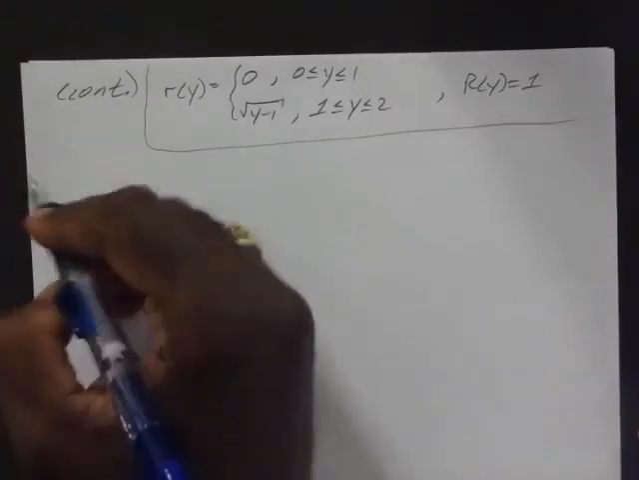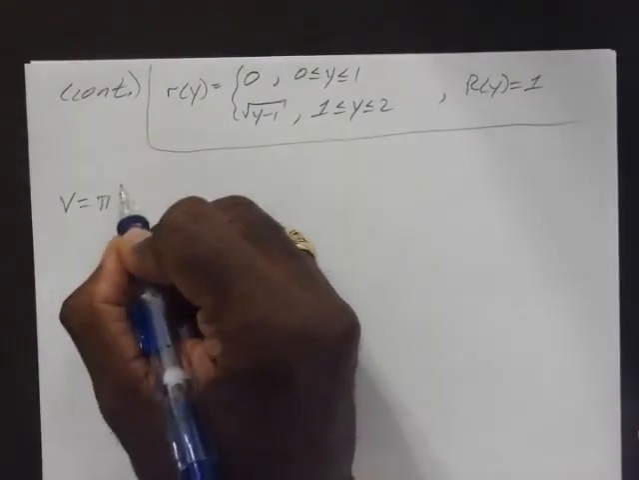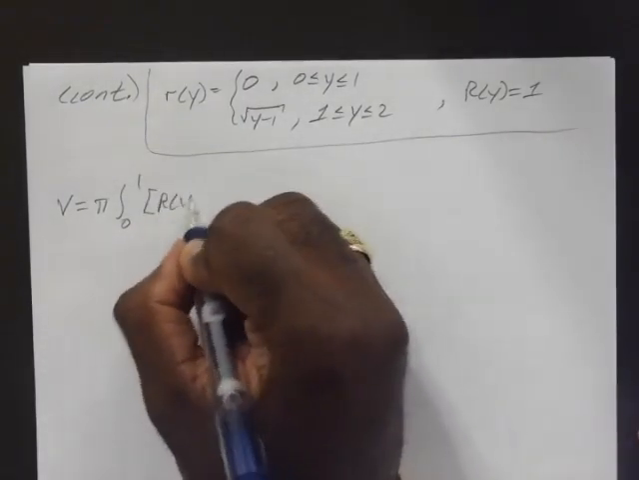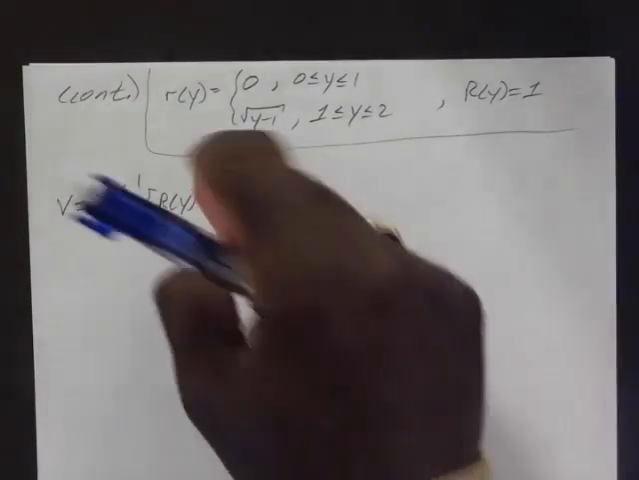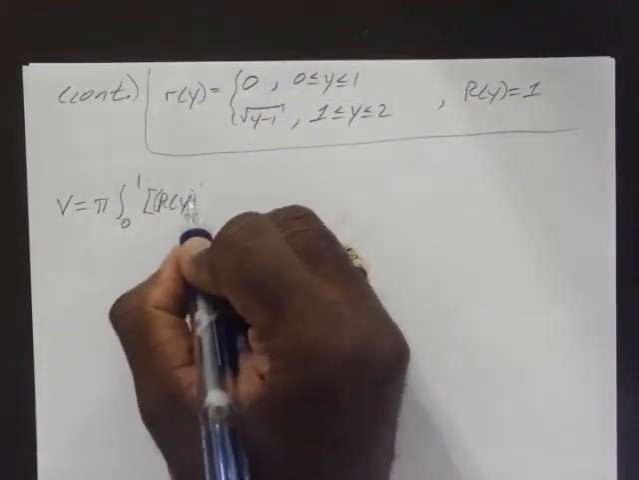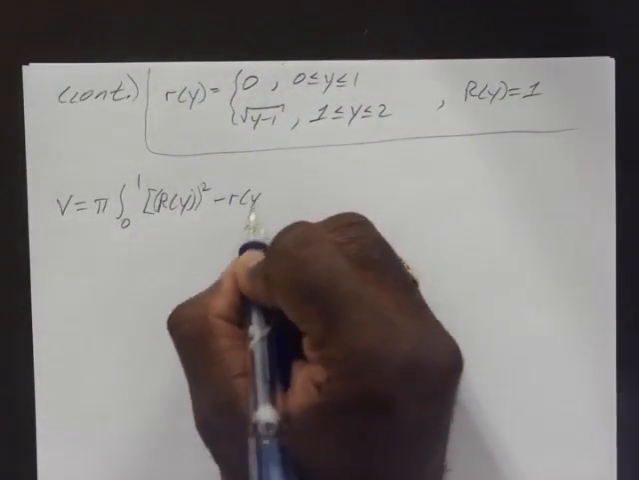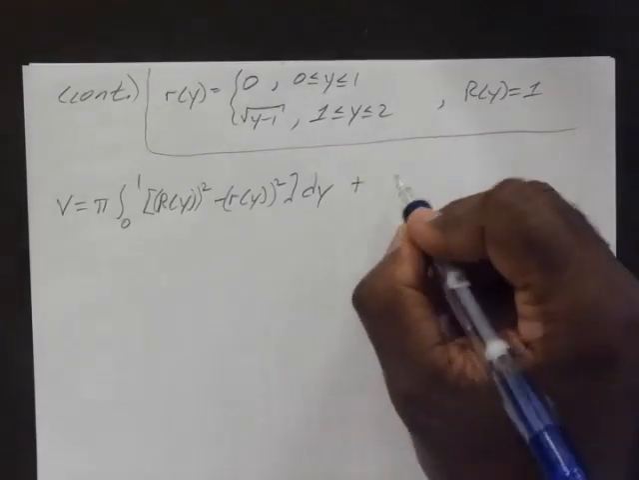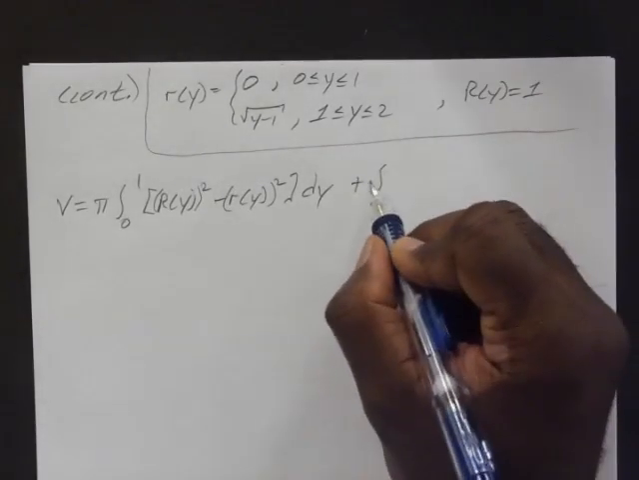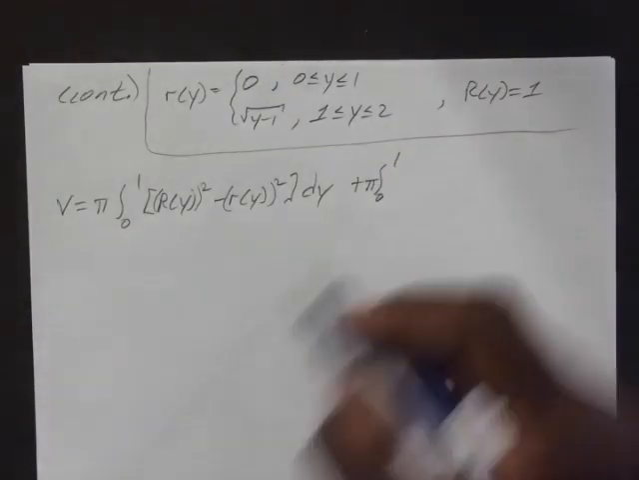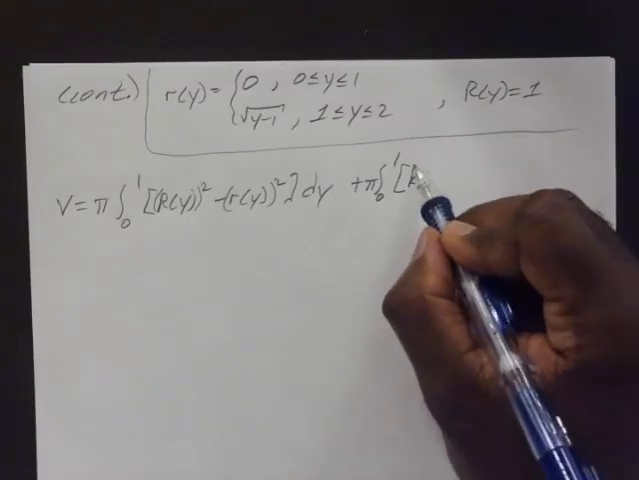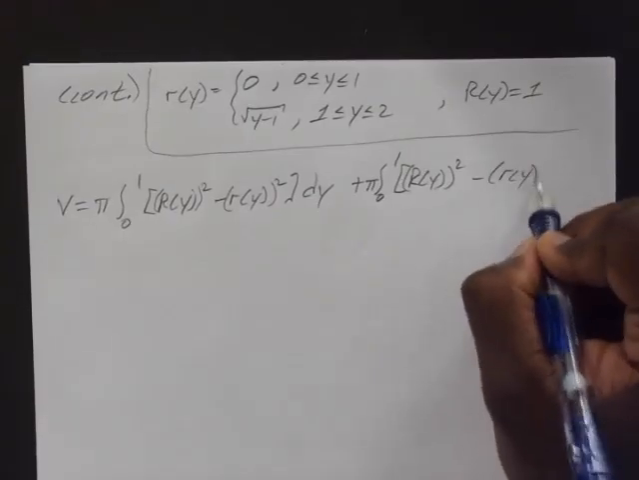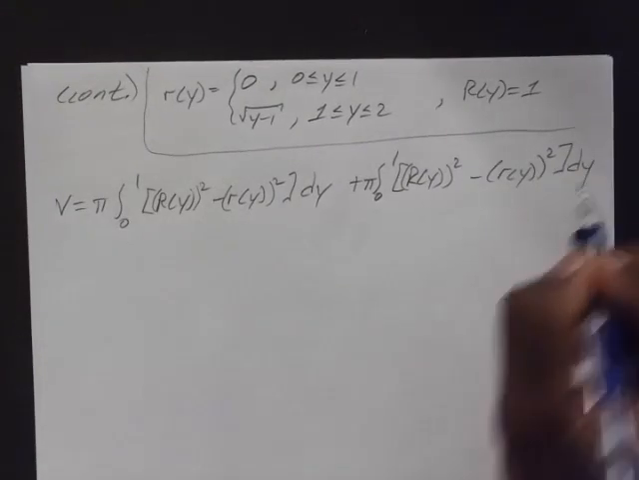Okay, so we know that the volume is going to equal pi times the integral from 0 to 1 of our outer radius squared minus our inner radius squared with respect to y, plus pi times the integral from 1 to 2 of our outer radius squared minus our inner radius squared with respect to y.